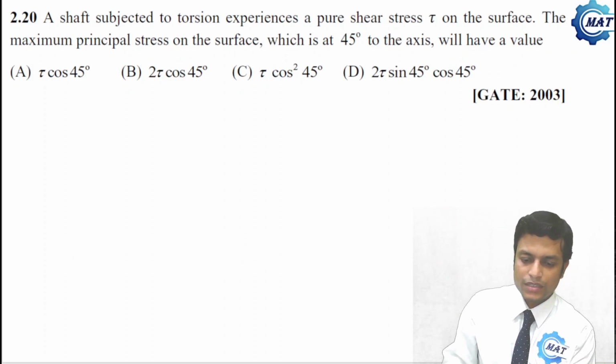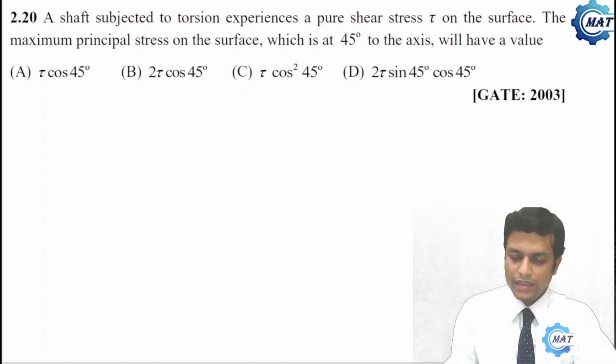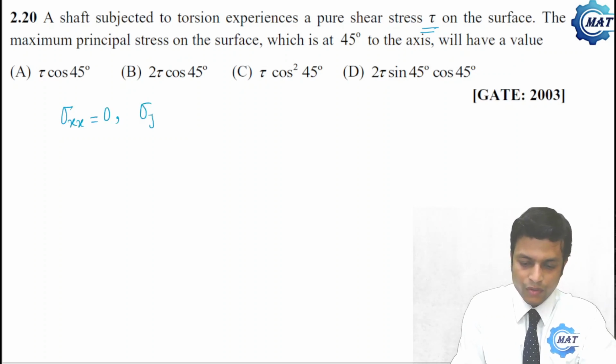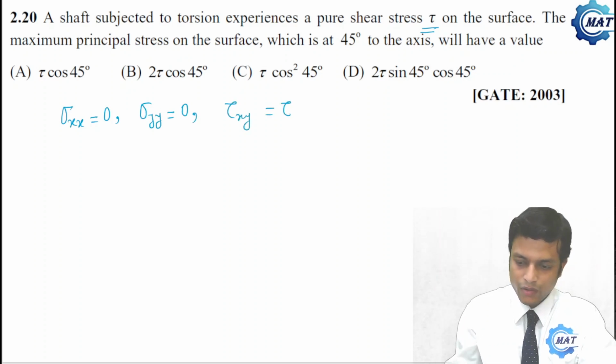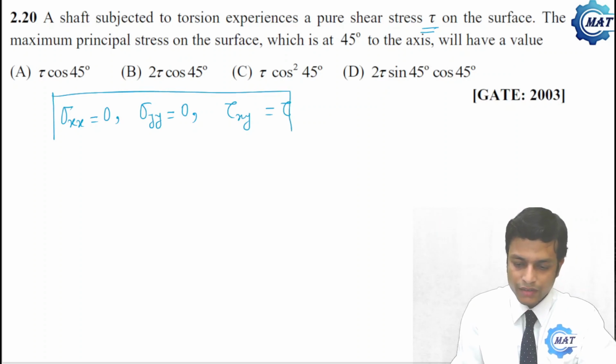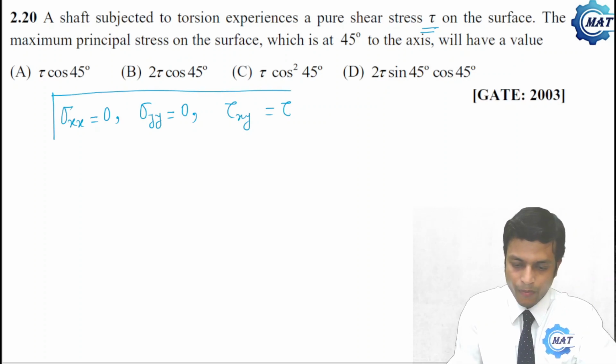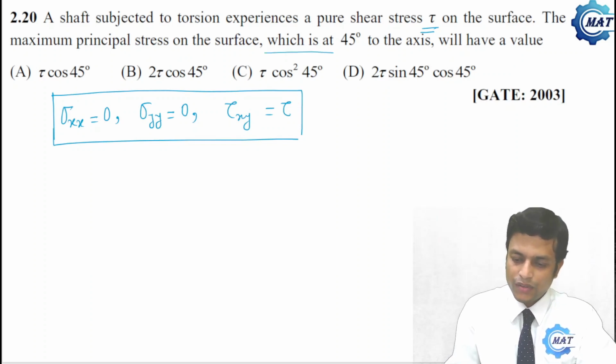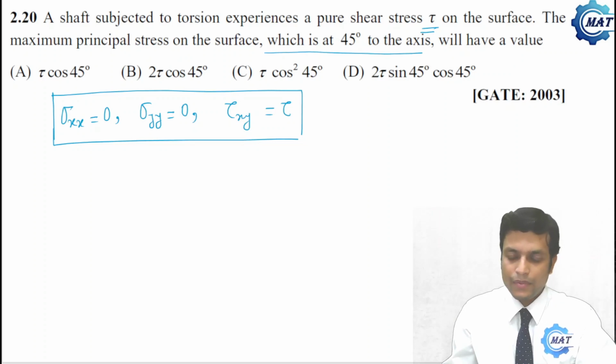A shaft subjected to torsion experiences a pure shear stress tau on the surface. Pure shear stress: sigma xx is 0, sigma yy is also 0, and tau xy is tau. So this is the state of stress in pure shear. The maximum principal stress on the surface, which is at 45 degrees to the axis, will have a value.